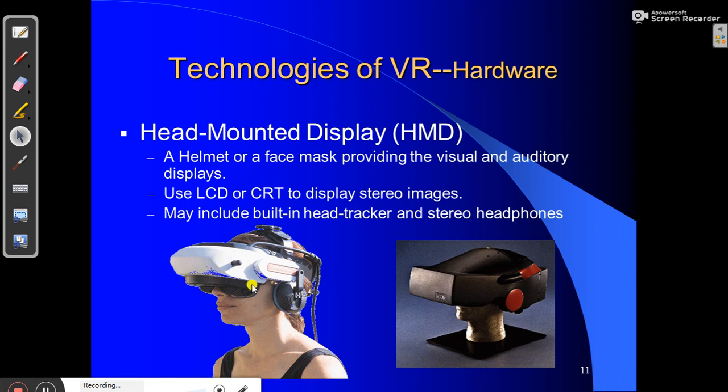You have seen this type of head mounted display in different movies and different applications. People are developing lots of types of head mounted display. It is like a helmet or a face mask that provides visual and auditory displays, and through that you can interact with the system. It uses LCD or CRT to display stereo images, and may include a built-in head tracker and stereo headphones.